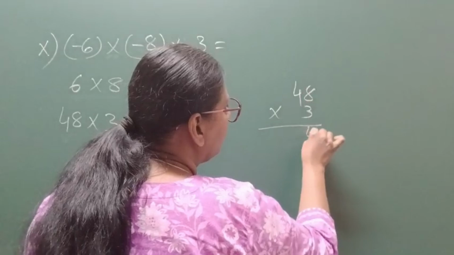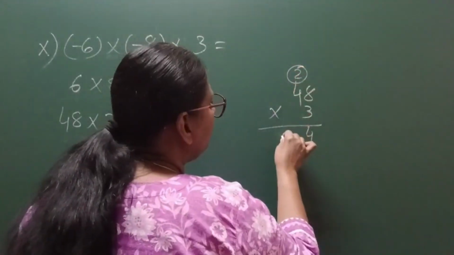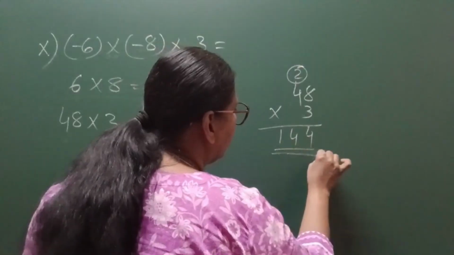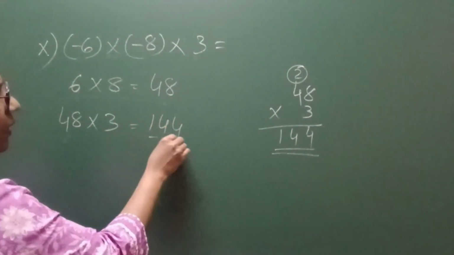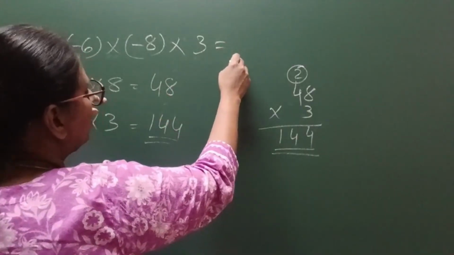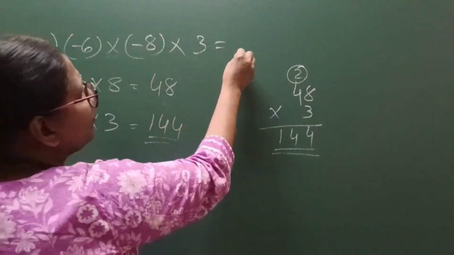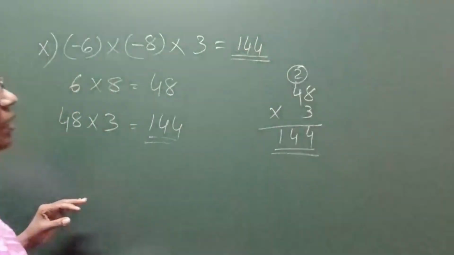3 8s are 24, 2 balance. 3 4s are 12 plus 2, 14. So here we get 144. Here also, positive integer, at the end we get the positive integer 144. This is our final answer.